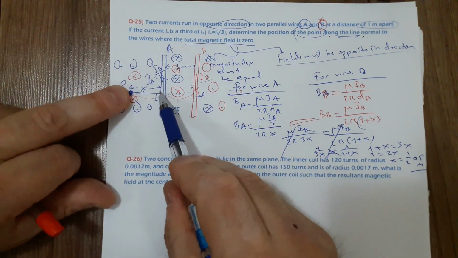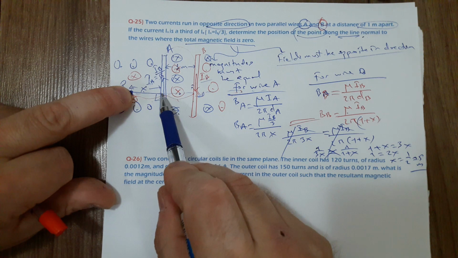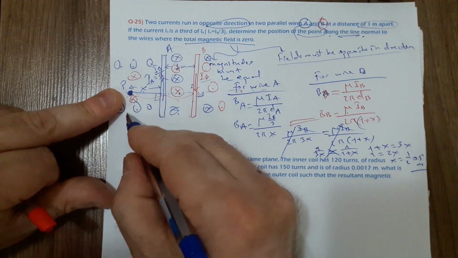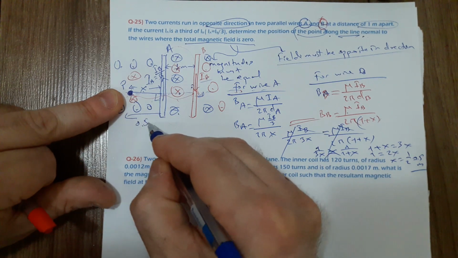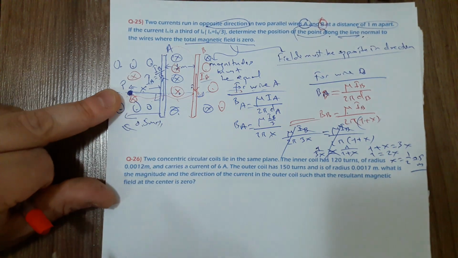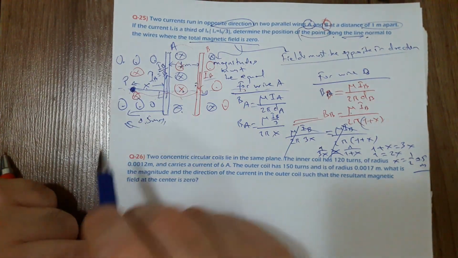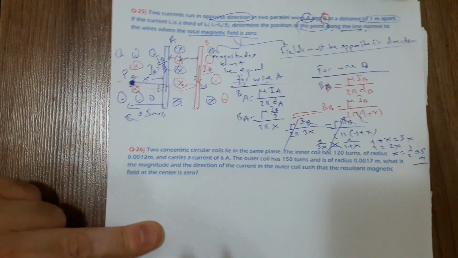So then this distance must be 0.5 meter from wire A. That is, the point where the net magnetic field is 0 must be 0.5 meter from the smaller current. So at this point, the net magnetic field could be 0.